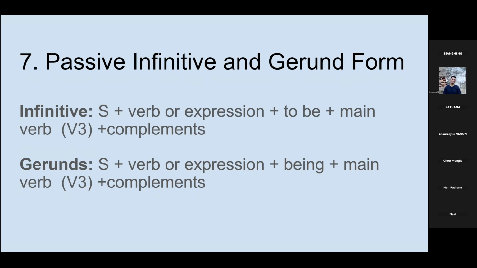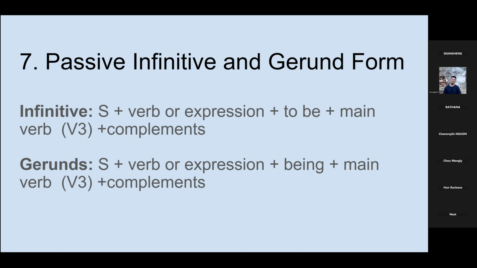This part, as I mentioned before in the list, but I add some from the general of the passive infinitive and passive gerund. Form of the passive infinitive: subject plus verb or expression plus to be plus main verb in verb 3, or some people call it the past participle. Maybe I call it easy verb 3, and plus complement.